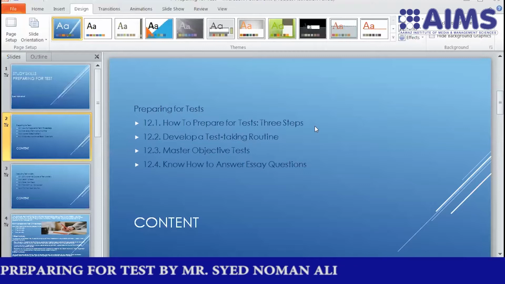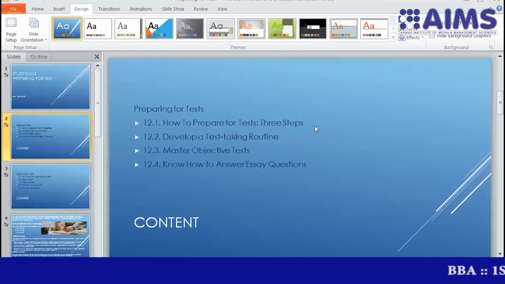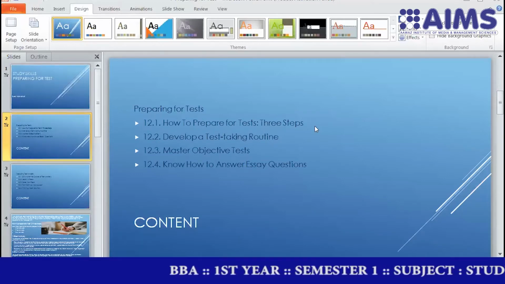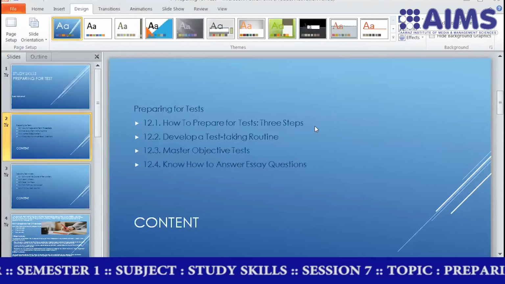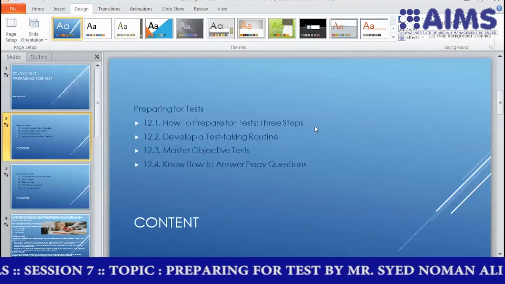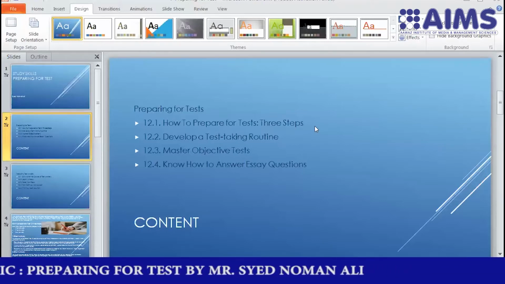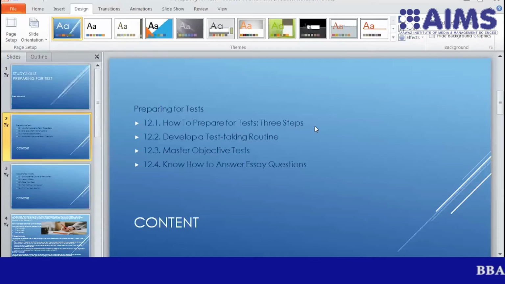12.2, the next one, developing a test taking routine. How you will make a test taking routine, and then master objective tests, recheck and counter revision for the concepts that we understood, and know how to answer the essay questions, how we write and how we answer them.